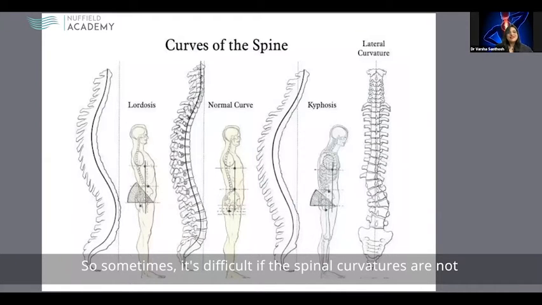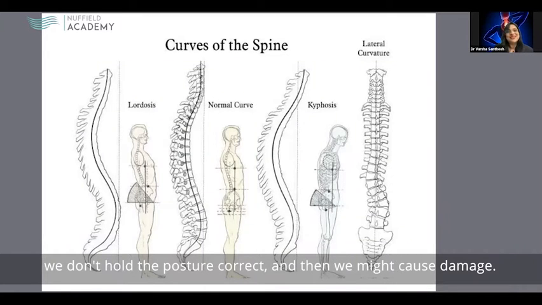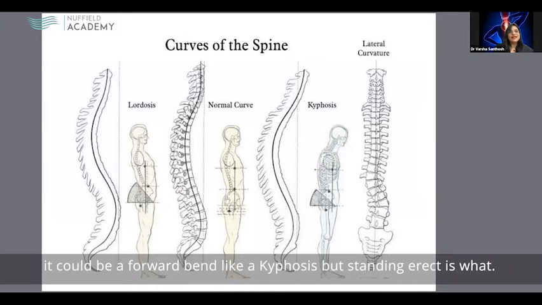So sometimes it's difficult if the spinal curvatures are not in the right condition. The posture might change, or it could be vice versa. We don't hold the posture correctly, and then we might create damage. So there could be a little backward bend, like a lordosis. It could be a forward bend, like a kyphosis. But standing erect is what?